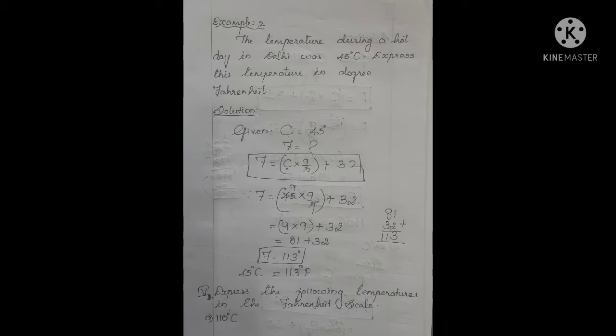Then example 2, the C value they have given is 45 degrees. The temperature during a hot day in Delhi was 45 degrees Celsius. Express this temperature in degrees Fahrenheit. F is equal to, what's the formula? C into 9 by 5 plus 32. So in C we substitute the value of 45 and simplify it. 45 into 9 by 5 plus 32. So 9 into 9 plus 32. 9 into 9 is 81. 81 plus 32. So F is equal to 113 degrees. That is, 45 degrees Celsius is equal to 113 degrees Fahrenheit. Likewise we have completed a few exercise problems also.